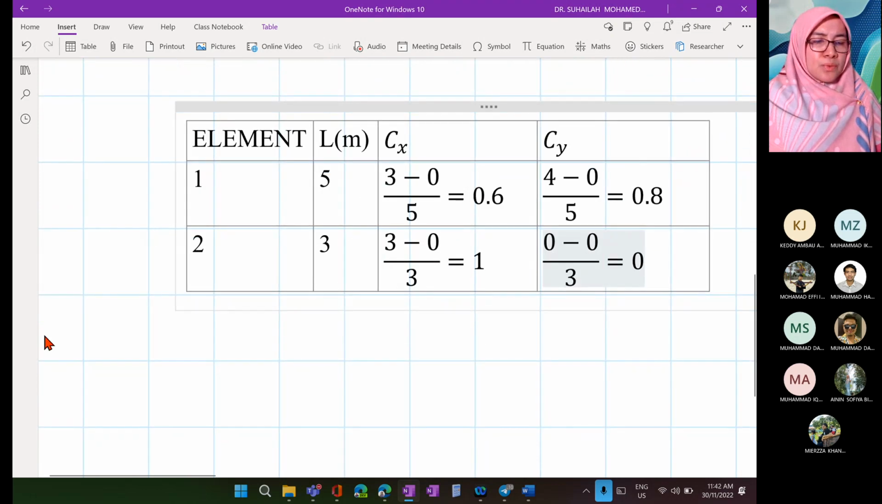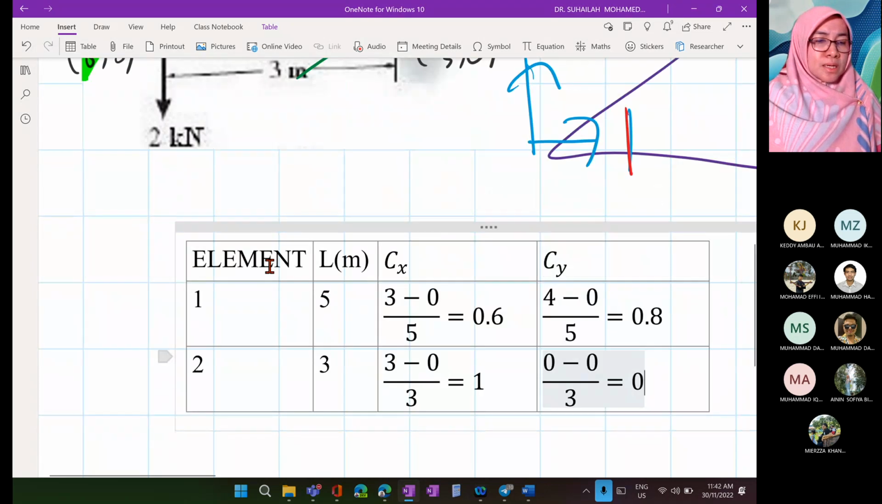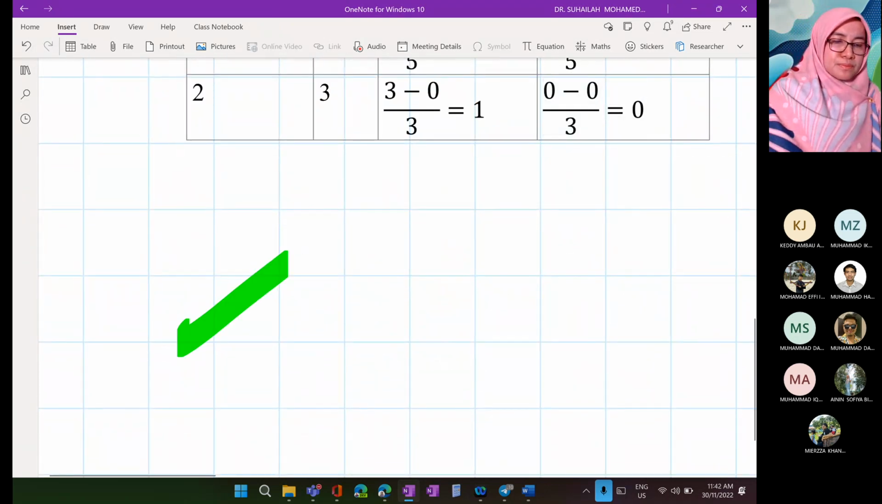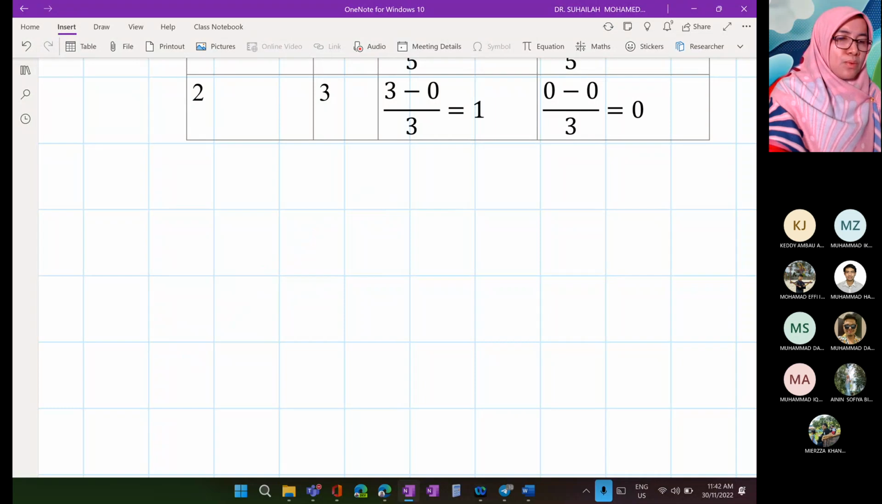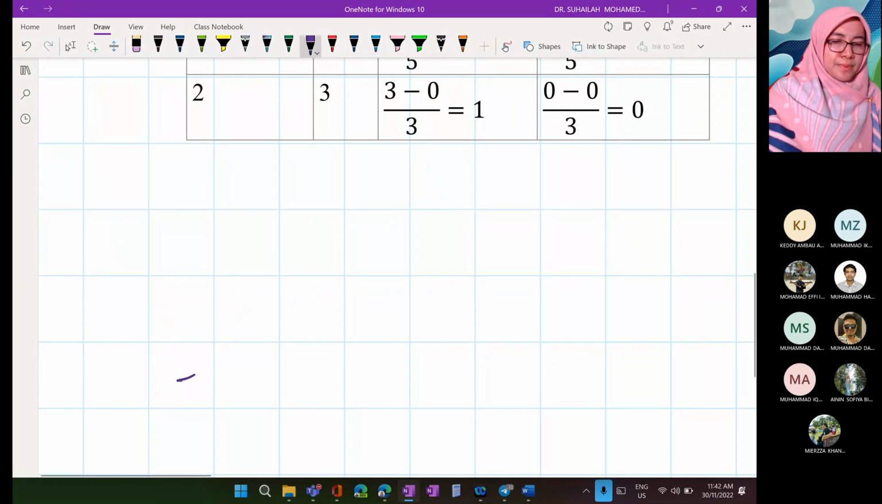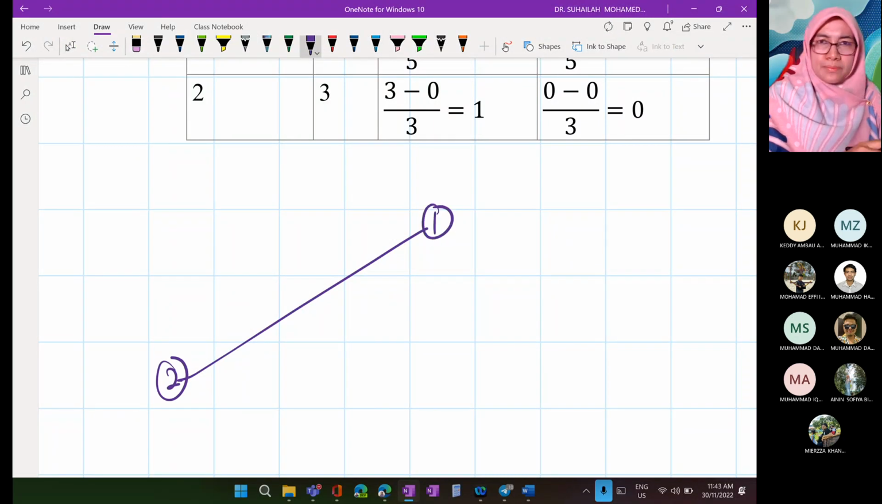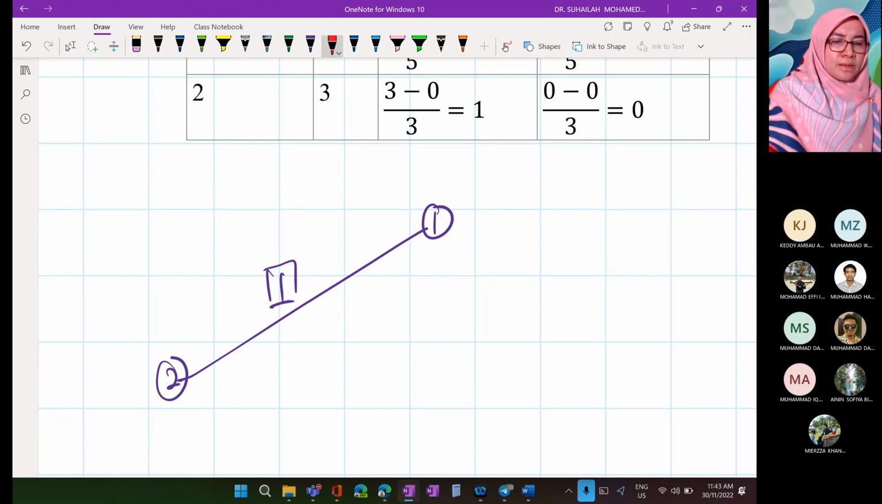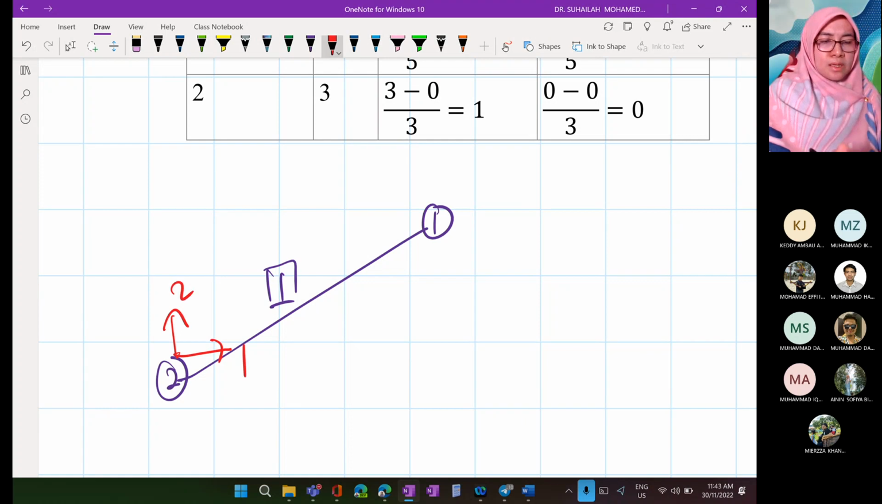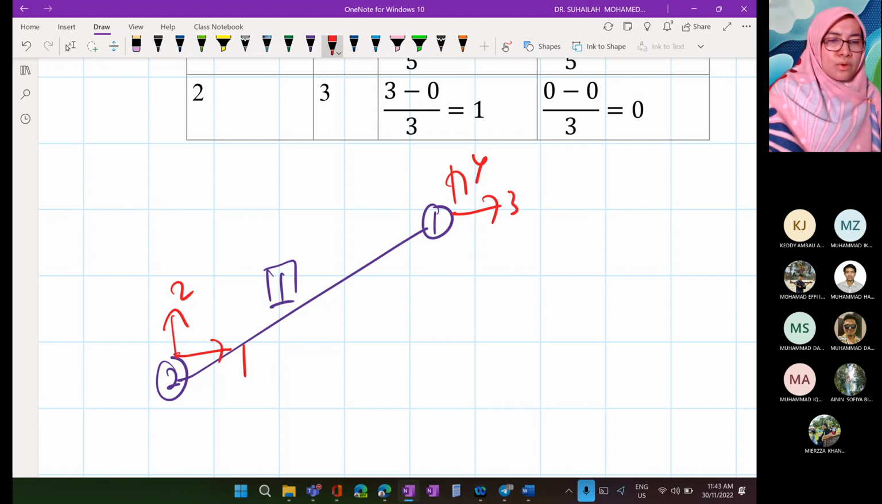Okay, so we will establish k1. k1 means this. This is not number 2, not number 1. This is element number 1. In element number 1, node 2 is labeled as 1 and 2, and node 1 is labeled as 3 and 4. The arrow is like this.